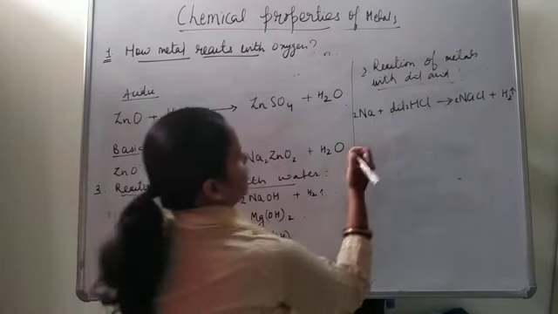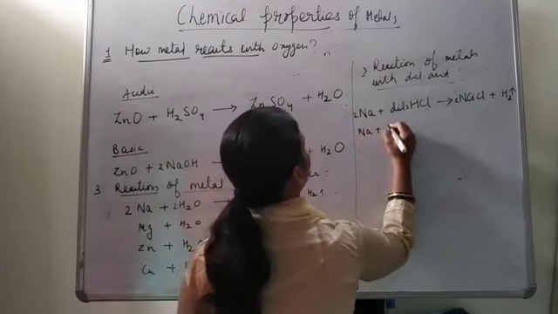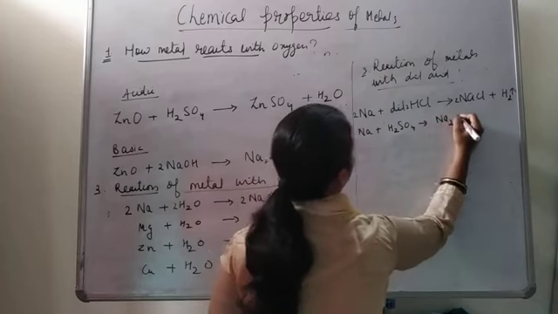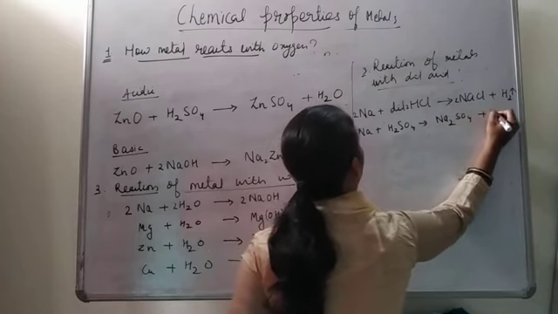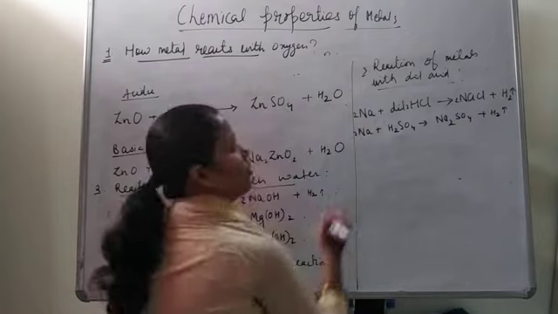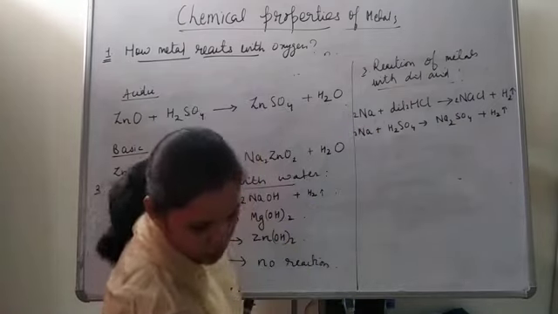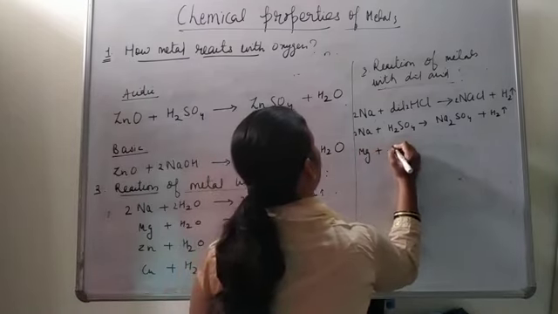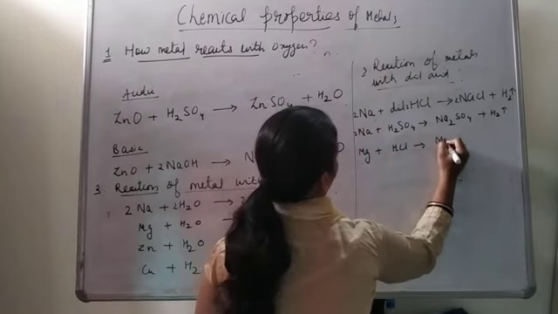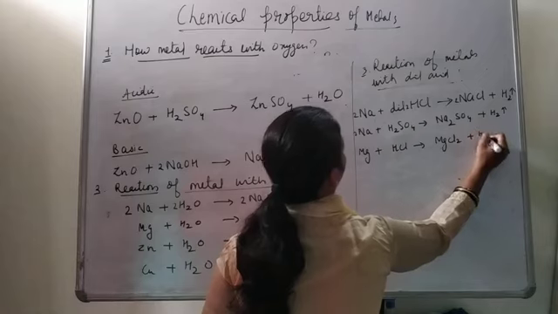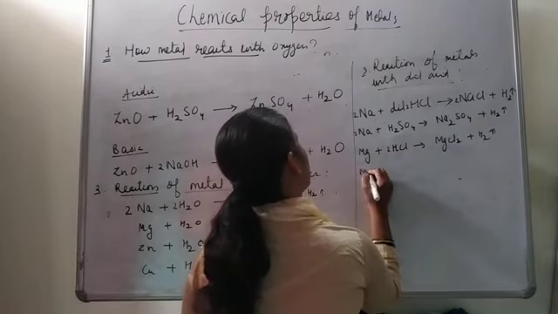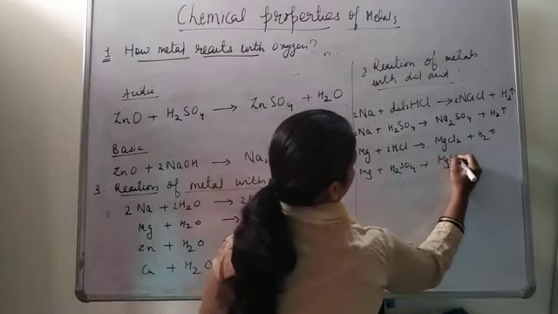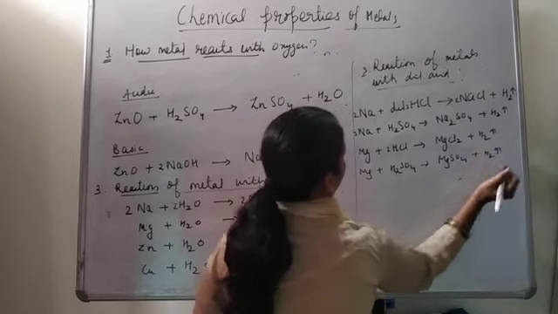Okay, sodium is going to react with dilute H2SO4 as well, and form a salt and liberate hydrogen gas. Likewise there are many more reactions, like the reaction of magnesium with dilute HCl, it will form magnesium chloride and liberate hydrogen gas. If magnesium is reacting with sulfuric acid, it is going to form magnesium sulfate and liberate hydrogen gas.